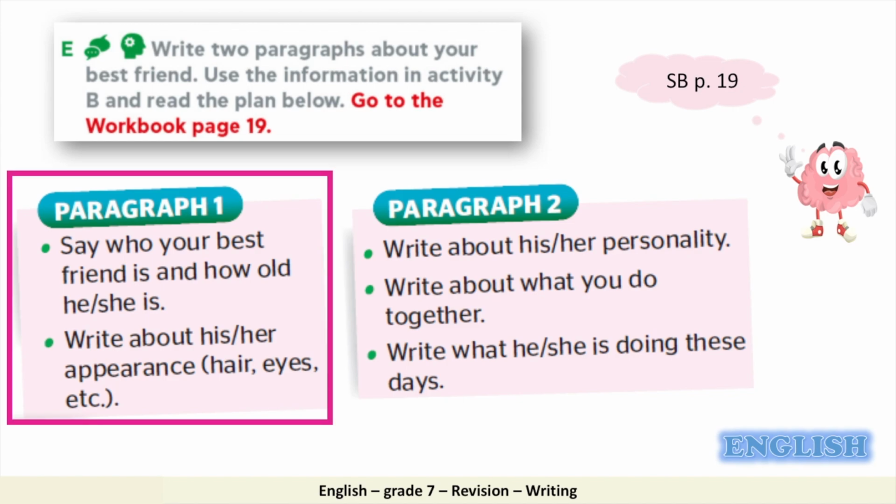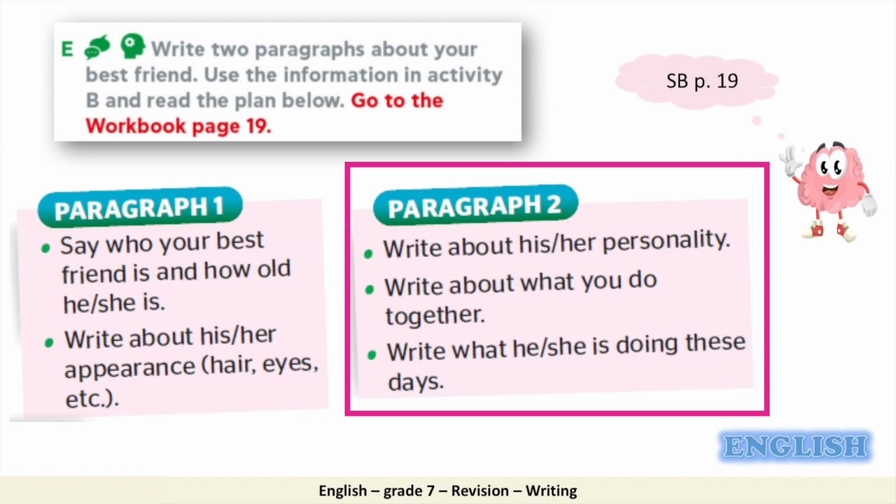In the first paragraph, you need to say who your best friend is and how old he or she is. You also need to write about his or her appearance. You can describe his or her hair or eyes or height, etc. As for the second paragraph, you must describe your best friend's personality and write about what you do together. Finally, you should also write about what both of you are doing these days.